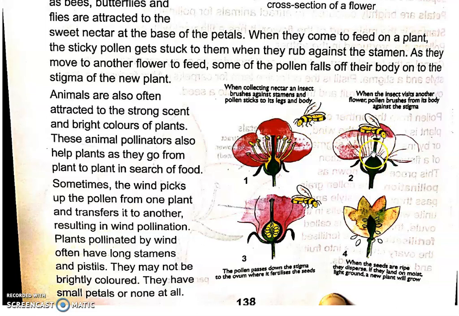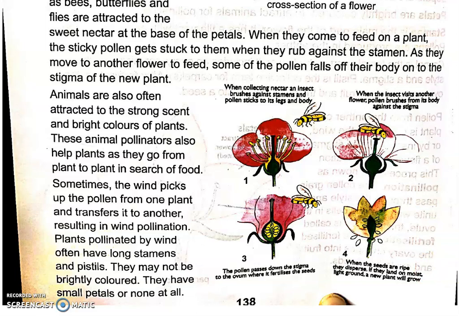Stigma is the female part of the flower. So the pollen will automatically touch the stigma. Now the pollen passes down the stigma to the ovum. So this is the ovum where the seeds are fertilized. And when the seeds are ripe, they disperse. They will be thrown out into the atmosphere. And if they land on moist, light ground, a new plant will grow.